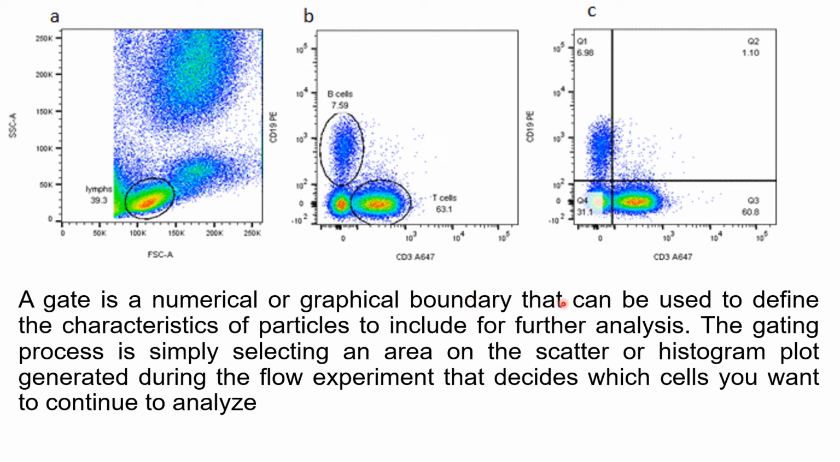This is a graphical boundary that can be used to define the characteristics of particles to include for further analysis. So the gating process is simply selecting a particular area of interest on the scatter or histogram plot generated during the flow experiment, which decides which cells you want to continue to analyze.